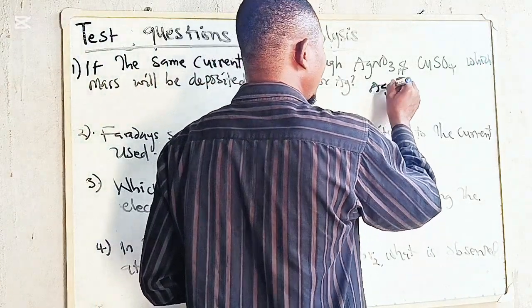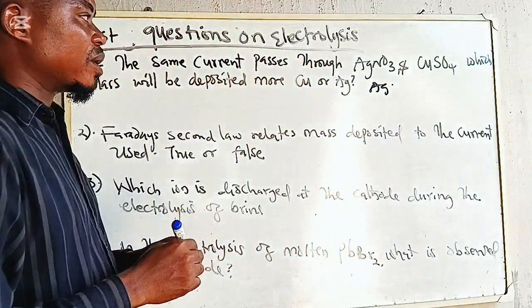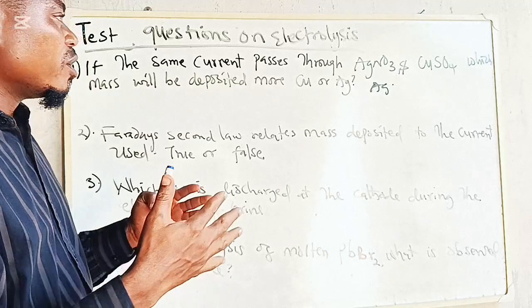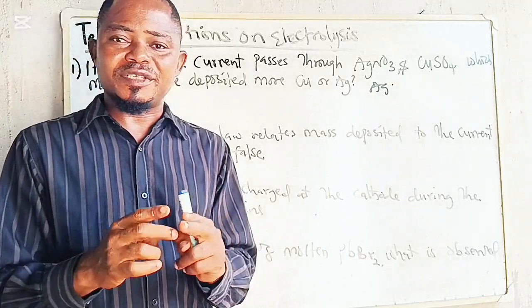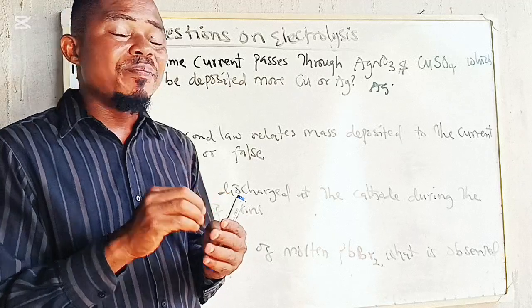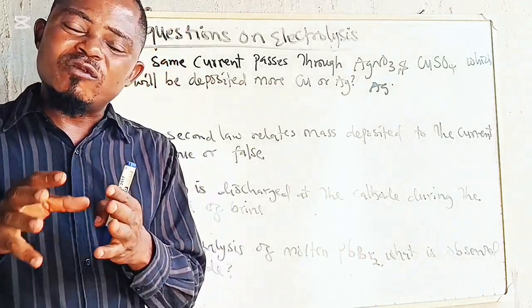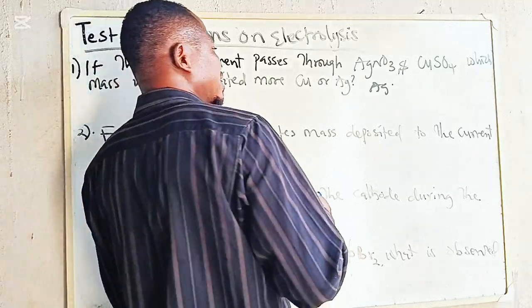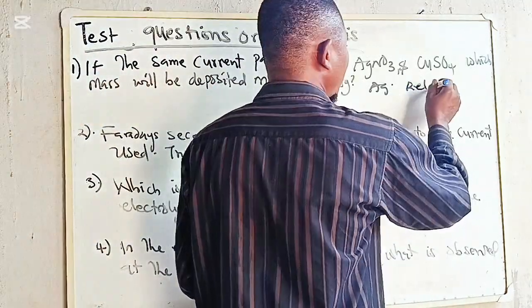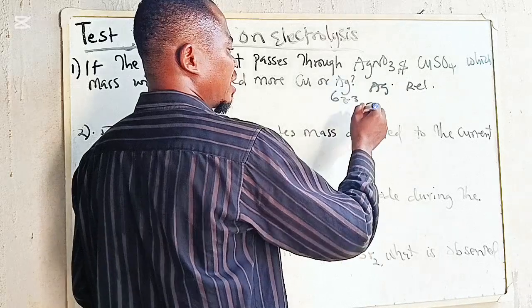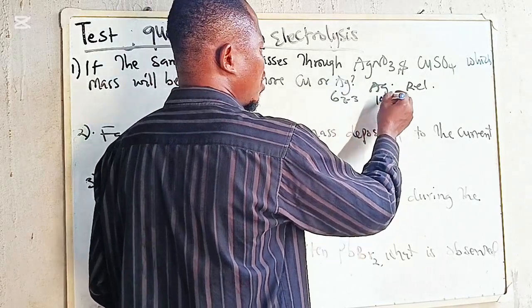Silver. What's the reason? It is simply because of Faraday's second law of electrolysis. What does it tell us? When you pass the same amount of electricity through different electrolytes, the mass of substance deposited will be directly proportional to the equivalent mass of that substance. What is equivalent mass? It is the relative atomic mass of that substance. And the relative atomic mass of copper is 63.5 or thereabout, and silver is 108.